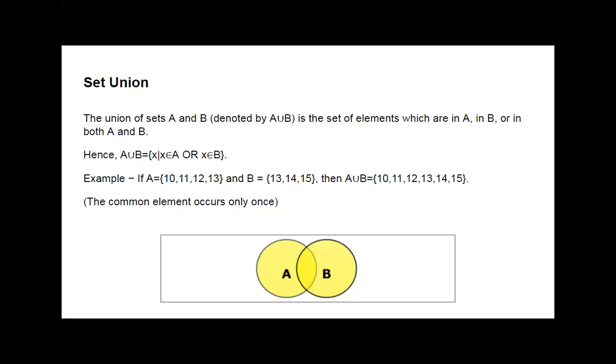Then the first operation that we have studied is set union. The union of sets A and B is denoted by A union B, U is for union. Then A union B is the set of X such that X belongs to A or X belongs to B.